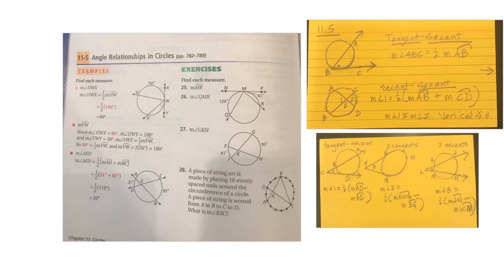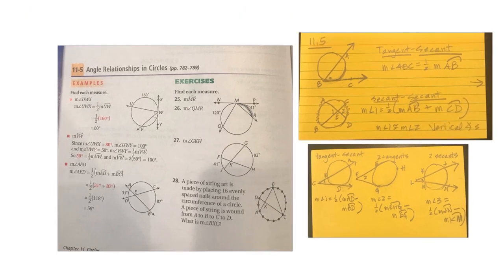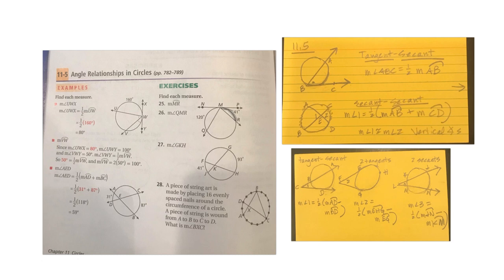Okay, looking at this one. Problem number 25. The measure of arc MR. Okay, let's see. We're looking for the measure of this, right? Well, this is going to come into play. Anytime you see this pattern where you have one tangent ray here and a secant ray cutting through, the angle that's being formed will always be 1/2 of the intercepted arc.